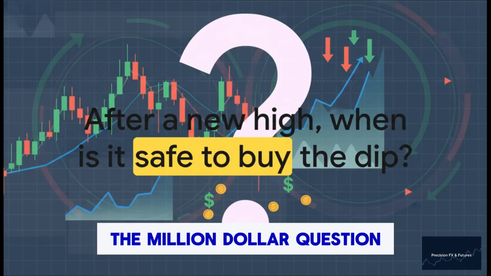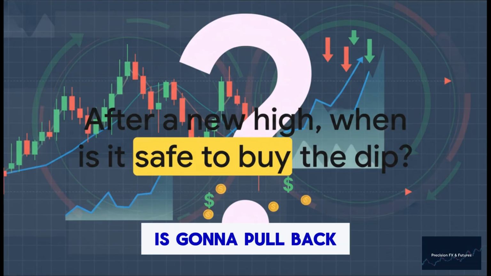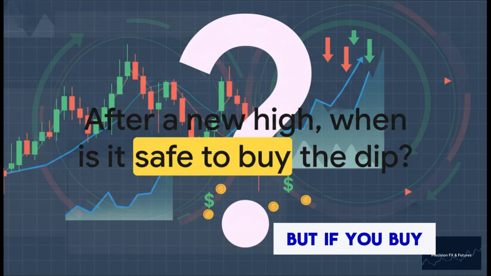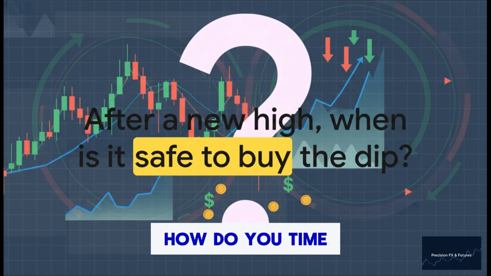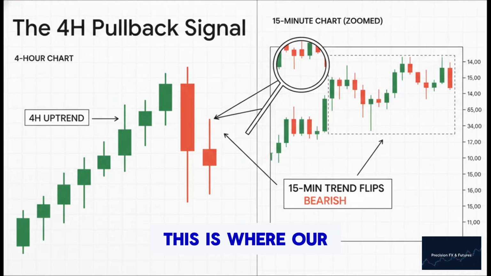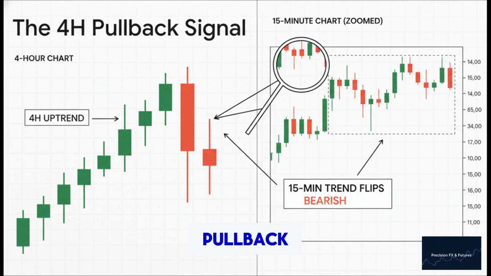And here it is, the million-dollar question for anyone who trades with the trend. We know the market is going to pull back after making that new high, but if you buy too early, you just get crushed again and again. So how do you time it just right? This is where our medium time frame comes in to save the day. Remember our secret sauce? For the 4-hour chart to have a pullback, the 15-minute chart has to make it happen. And how does it do that? By creating its own little bearish trend. That shift on the 15-minute is our signal that the bigger pullback is officially on.